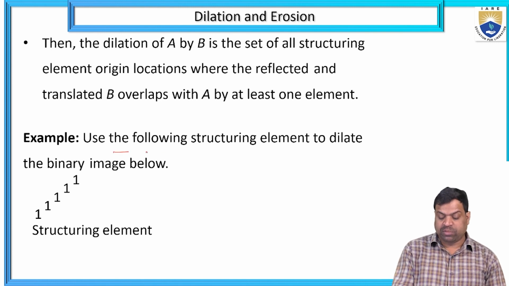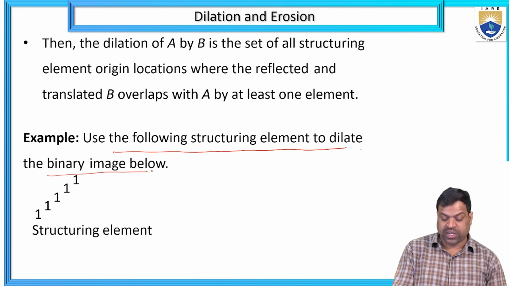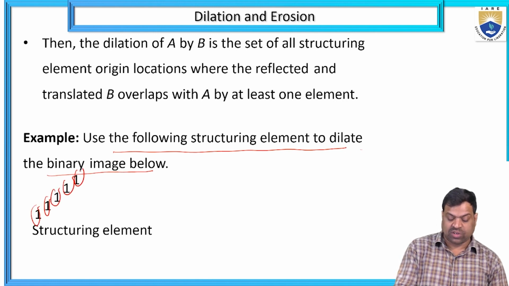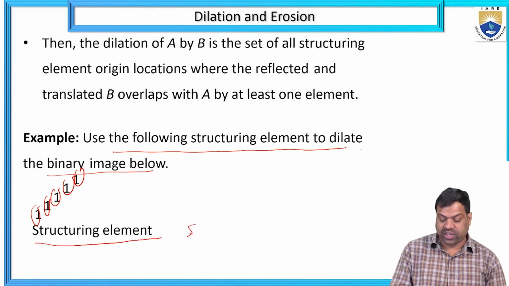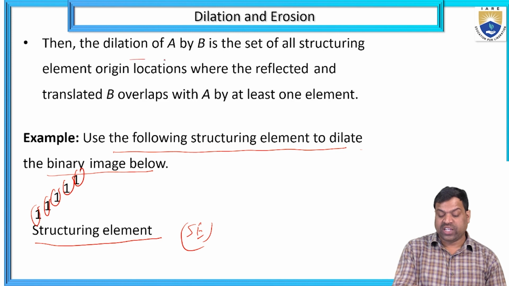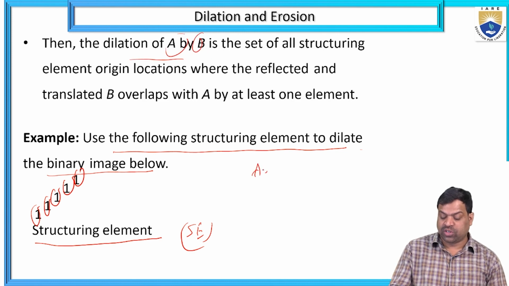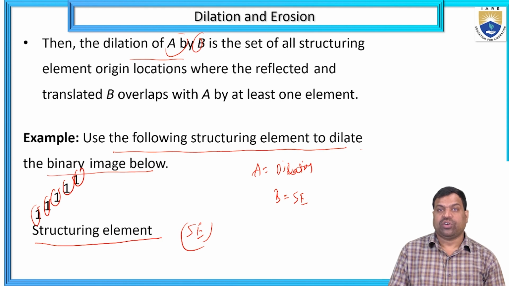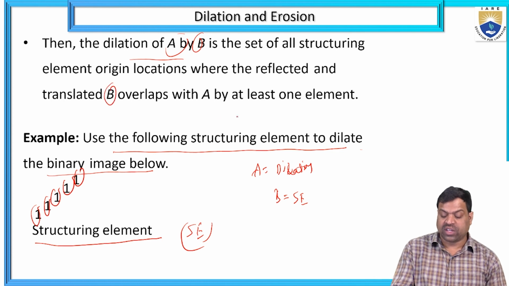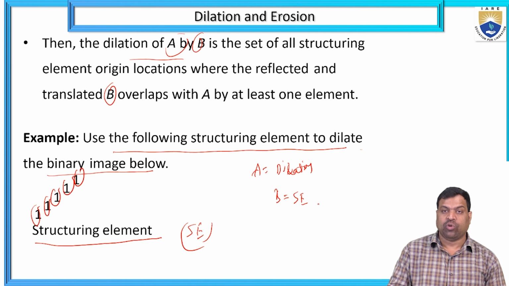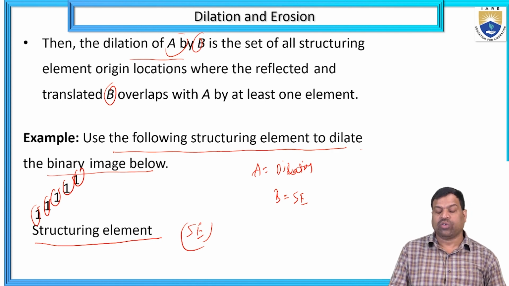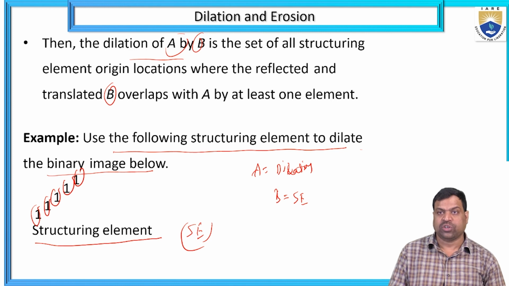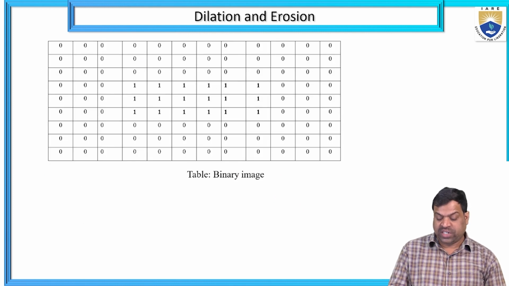So here I'm taking one example of a structuring element to dilate the binary images. I'm taking some ones at each level. The structuring element I'm taking is SE. So the dilation of A and B, where B is nothing but the structuring element, is the set of all structuring element origin locations where the reflected and translated B overlaps A by at least one element. So these are binary images.